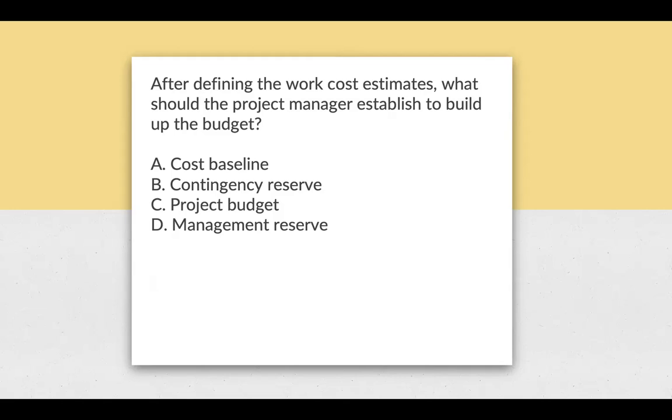So the correct answer is contingency reserve. The contingency reserve is a buffer added to the cost estimates to account for known risks. So the cost estimate plus the contingency reserve makes the cost baseline. After this, the management reserve for unknown risk is added to the cost baseline to arrive at the total project budget. Got it?